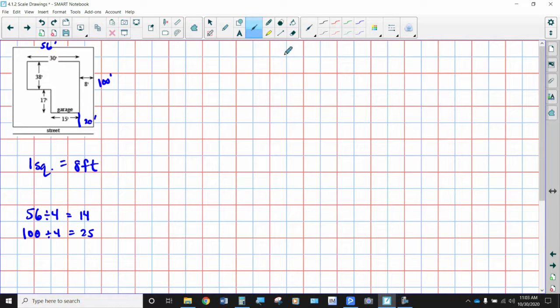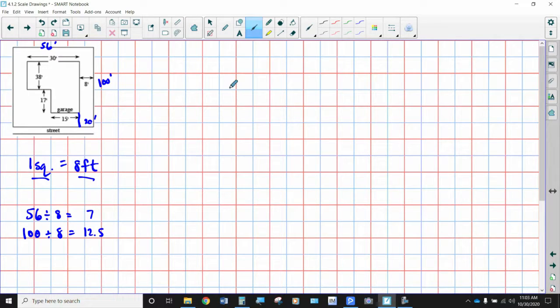If 1 square is 8 feet, then we would take 56 divided by 8 and 100 divided by 8, and maybe that'll make it easier to fit everything on here. I know that 56 divided by 8 is 7, and 100 divided by 8 actually is not the best number. It's 12 and a half, but we can deal with halves. So let's see, do I have 12 and a half here? Can I go 1, 2, 3, 4, 5, 6, 7, 8, 9, 10? Yes, I can fit that. So I'm going to stick with this scale right there. We're going to say each one of those squares is the same as 8 feet.